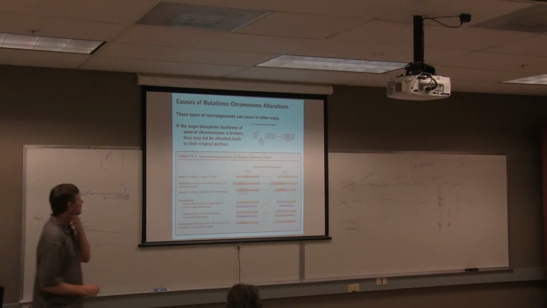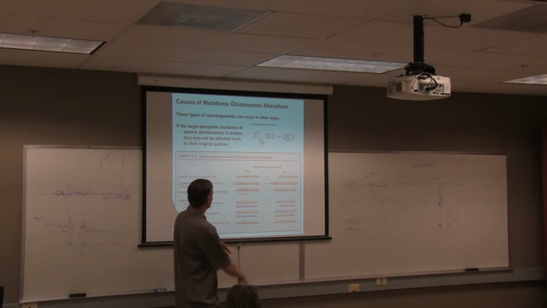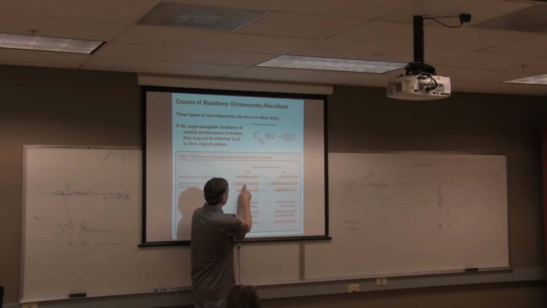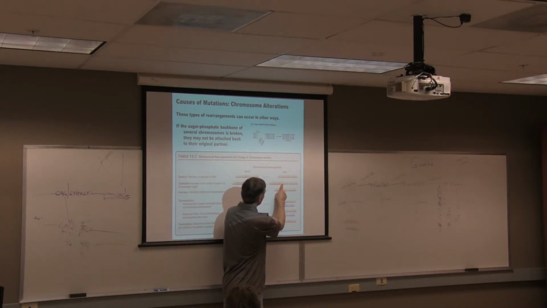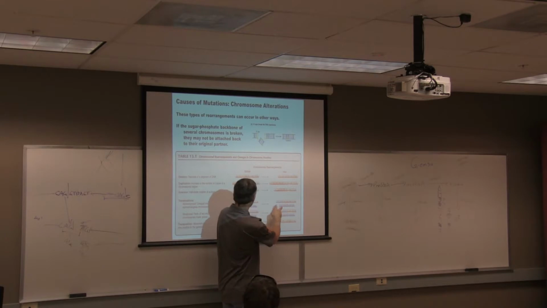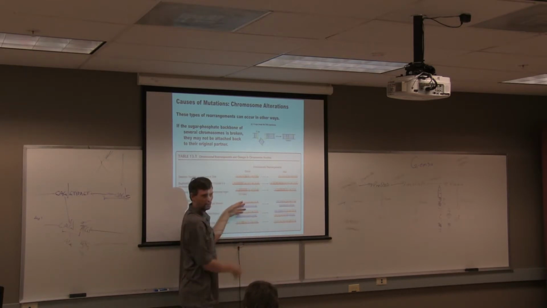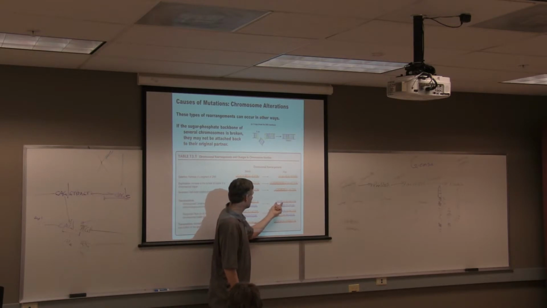So let's do this duplication. Actually, let's do this one here: non-homologous recombination. That's easier to see. So we wind up with one chromosome that's got part of some other chromosome like this. Let's look at this junction point right here.